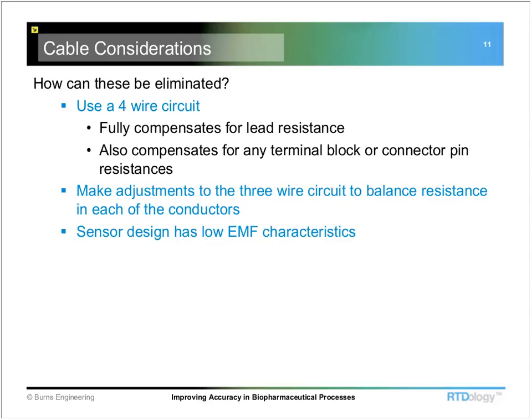The easiest way to get rid of all that is just to use a 4-wire circuit. They fully compensate for the lead resistance, and then if you have a bad terminal block, or a connector where you're connecting an extension cable, that fully compensates for any variance in resistance between each of those 4 conductors. So this is really the best way, and it's especially the best way if you have a long extension cable from the RTD back to any kind of signal conditioning equipment, whether it's a chart recorder or PLC or whatever it might be.